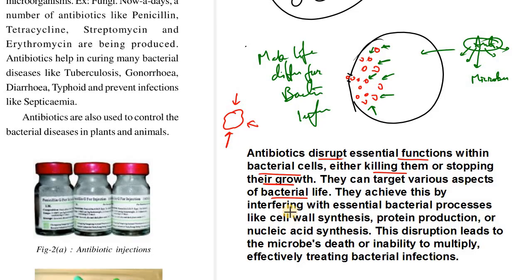They do that by interfering with essential bacterial processes, that is, essential processes which happen inside the cell, like cell wall synthesis, okay, next protein production, nucleic acid synthesis, all the things which happen inside the cell, which are required for what? For the sustenance of the cell, so that it remains alive. Now, as a result of this disruption, what happens is that either the microbe just dies or it is unable to multiply, and this is the way of treating bacterial infections.